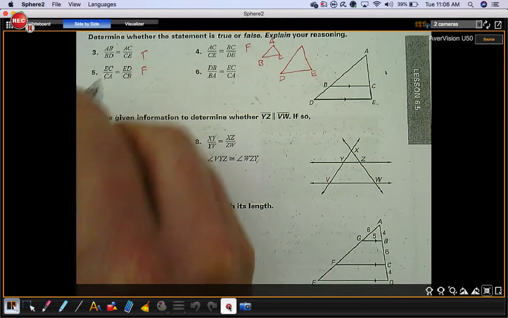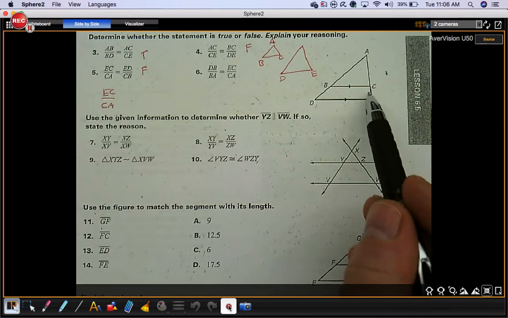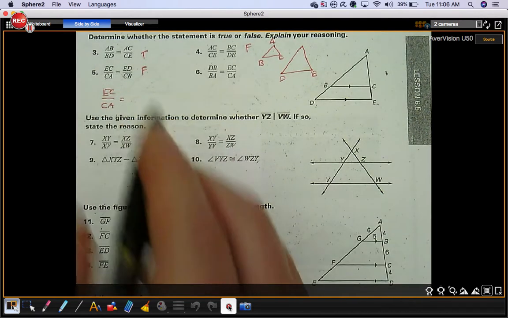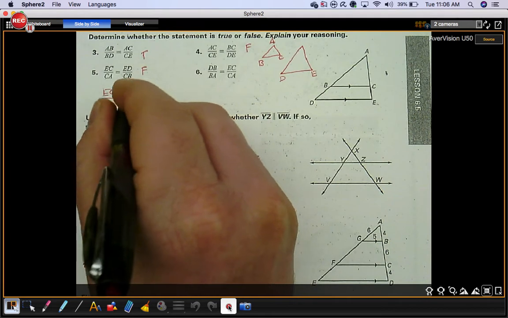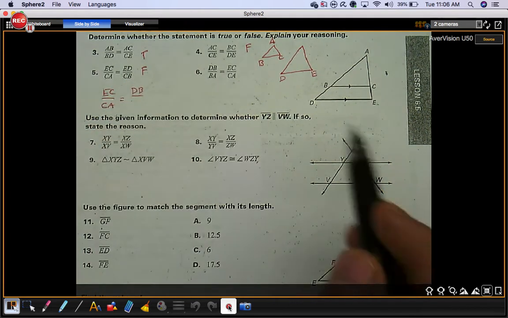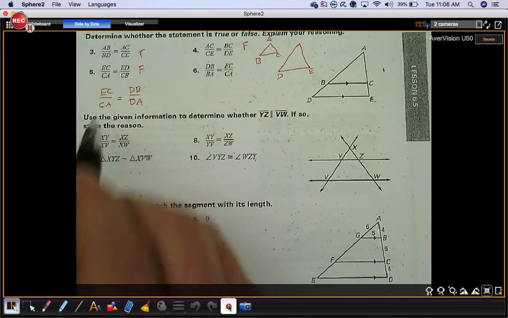If you wanted to make this true, you could keep this. EC to CA, that's fine. Make that equal to segment DB compared with segment DA. That would make a true statement.